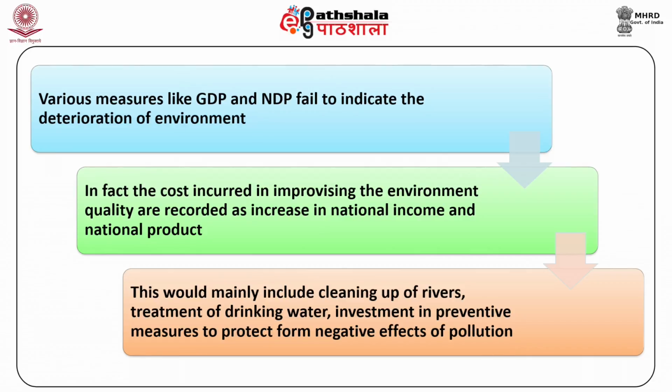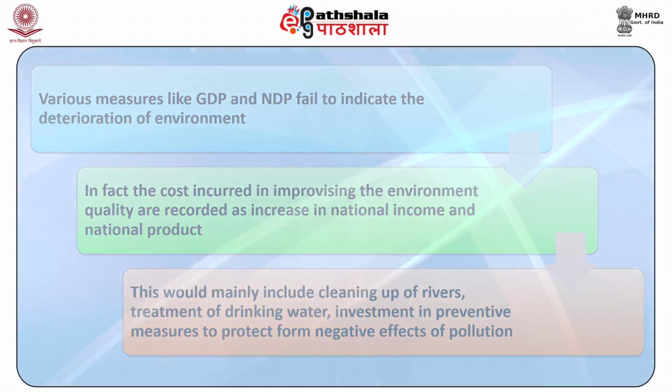Next, various measures like GDP and NDP fail to indicate the deterioration of the environment. In fact, the costs incurred in improving the environmental quality are recorded as an increase in national income and national product. This would mainly include cleaning up of rivers, treatment of drinking water, and investment in preventive measures to protect from the negative effects of pollution. All these expenditures are indicated as a rise in GDP.